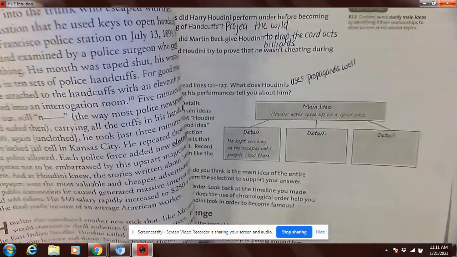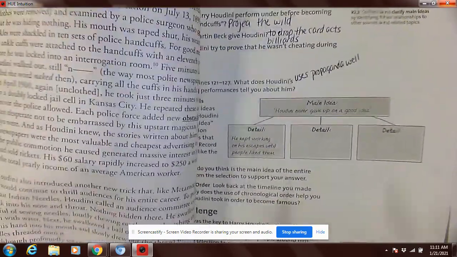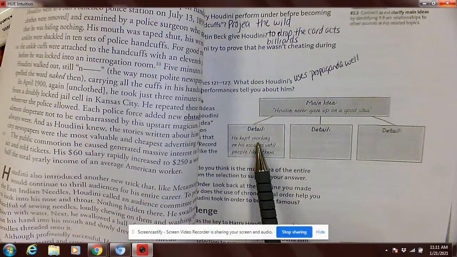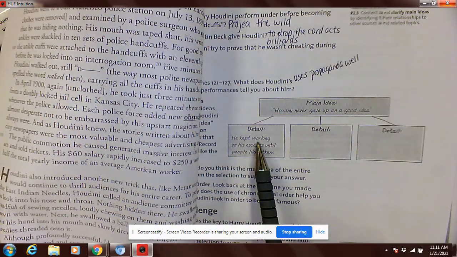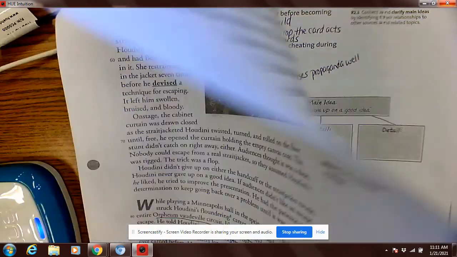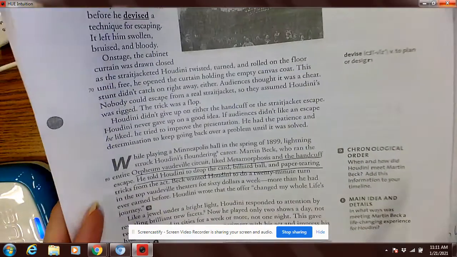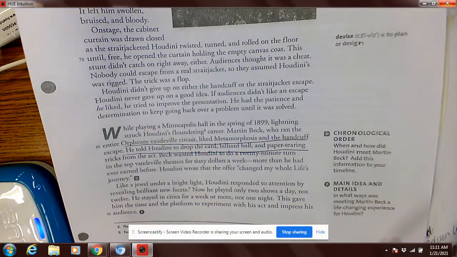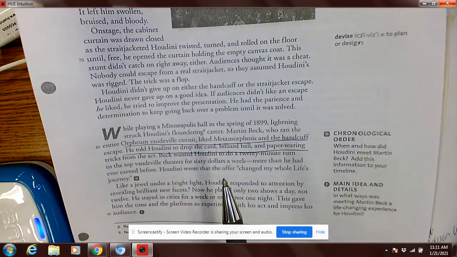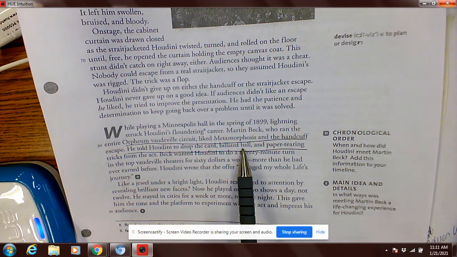So what are we looking for? So the first detail that supports this main idea: kept working on his escapes until people liked them. Okay. So let's just read some of these pages because I know probably most of you did not read the story, which you need to make sure. I'm going to walk around here in a second to see if you have your active reading done. That's how I'm going to know if you did your work or not.